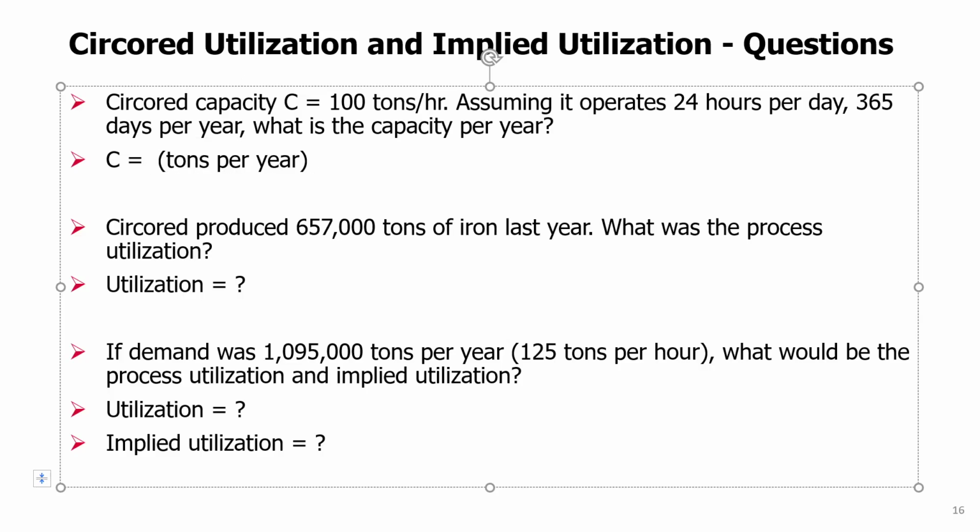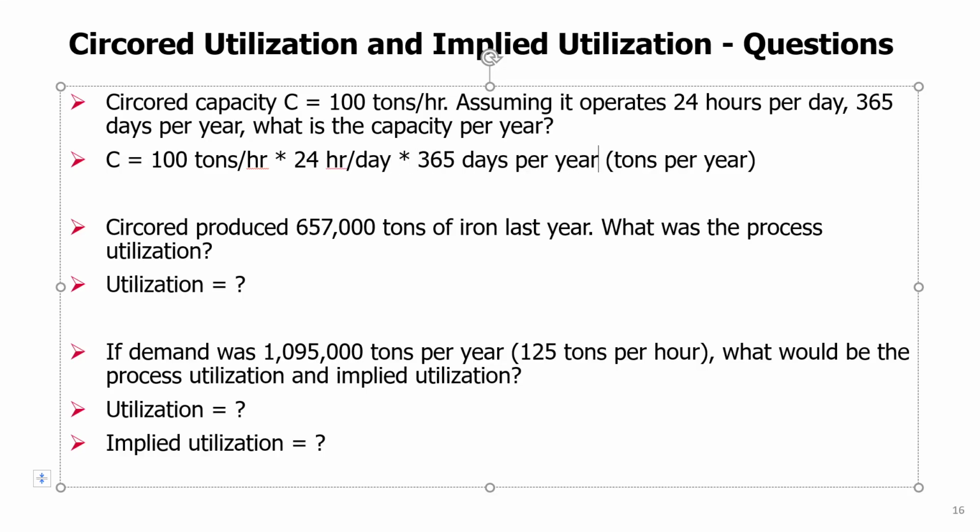It will be 100 tons per hour multiplied by 24 hours per day, to convert hours to days, and then multiplied by 360 days per year. So this is just a conversion. If you do the calculations, you'll find out it is 876,000 tons per year.